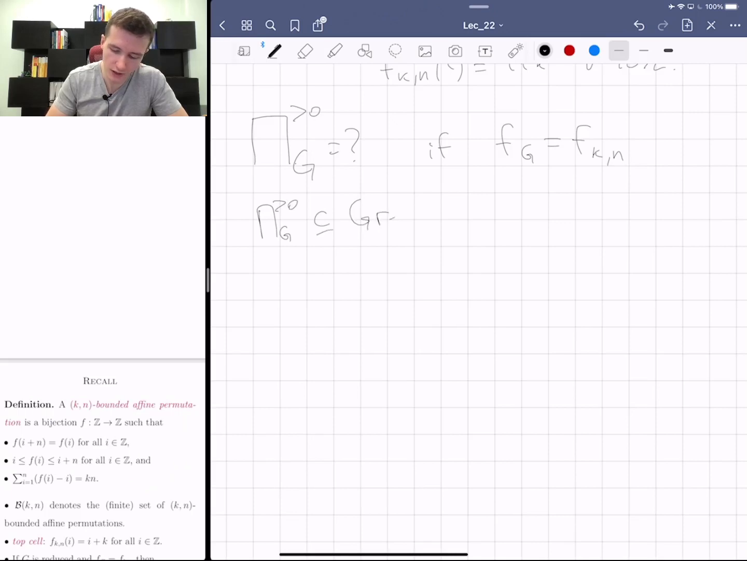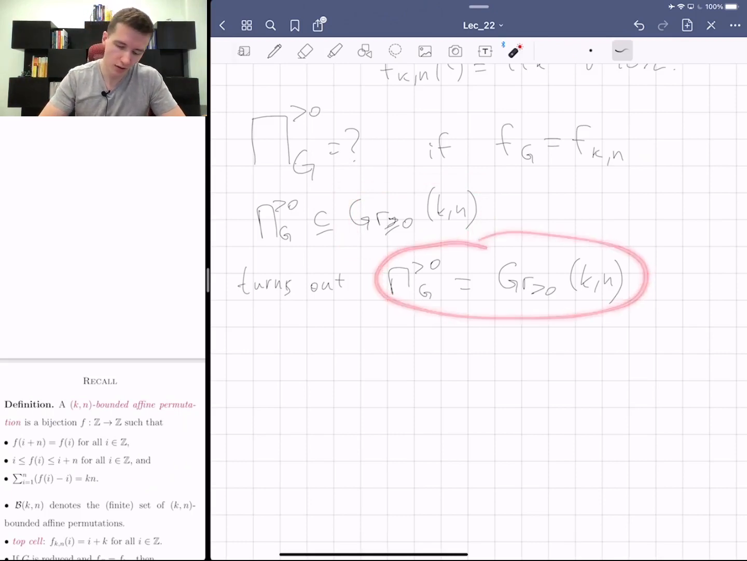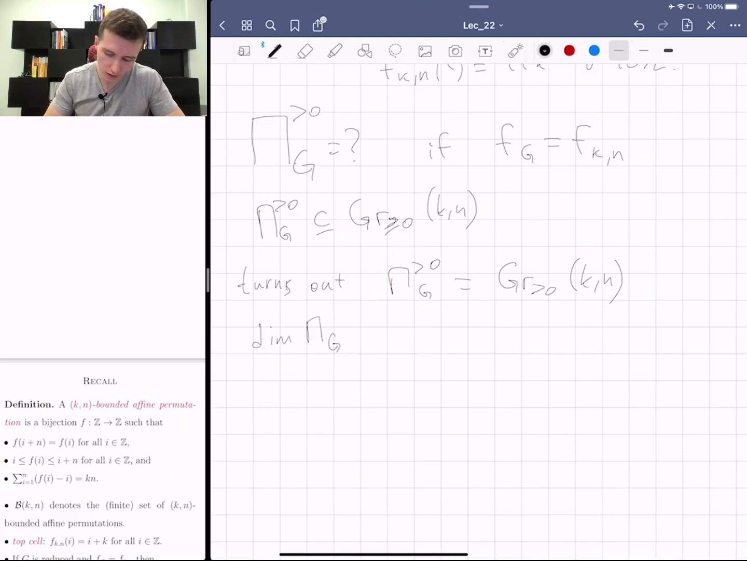All positroid cells stratify the totally non-negative Grassmannian, and it turns out that this positroid cell is the totally positive Grassmannian. So it's the whole interior of your totally non-negative Grassmannian. Whenever your strand permutation is the top cell, then this stratification has a unique top dimensional cell. It has dimension k times (n minus k), and that's the only one that's top dimensional.